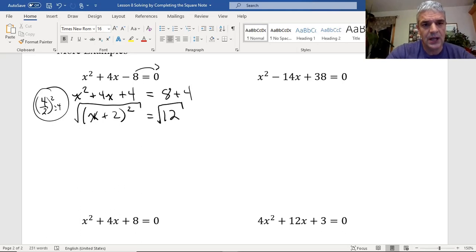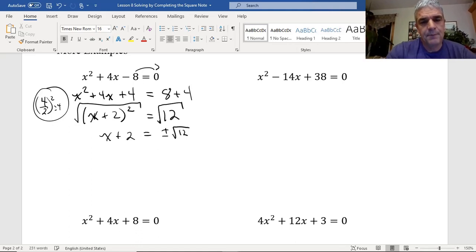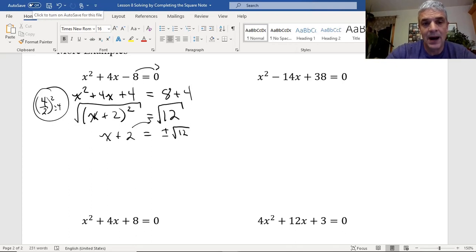Taking the square root of both sides, I end up with x plus 2 equals plus or minus the root of 12. And in this particular case, there is nothing I can do with the square root of 12 because it's not a perfect square. So I just leave it as the root of 12, okay? And I get my answer by taking my plus 2 and bringing it over to the other side, which makes it into a minus 2.